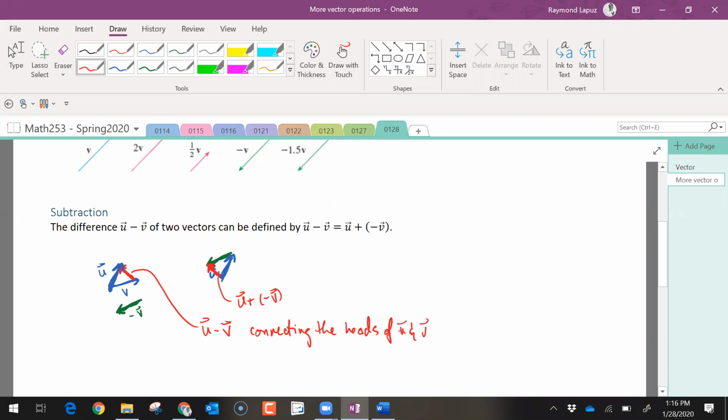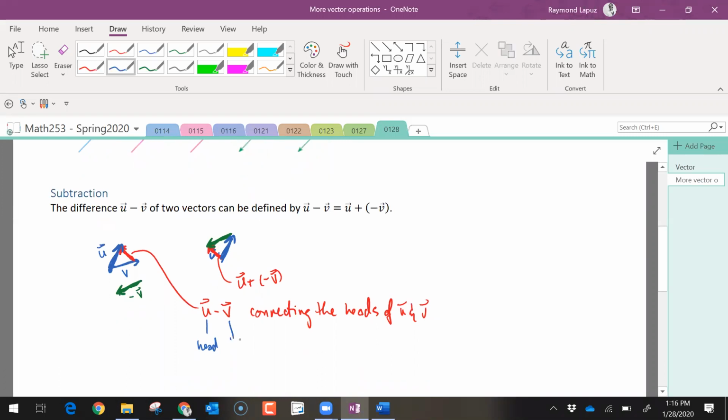So when we're connecting the heads of U and V, there's one more thing to consider. Which way is it going? Because for an arrow, a connection arrow, we have to distinguish between where's the head and where's the tail. It turns out that the head is first. So if you want to identify which is which, the head will be on U, and then the tail will be on V.